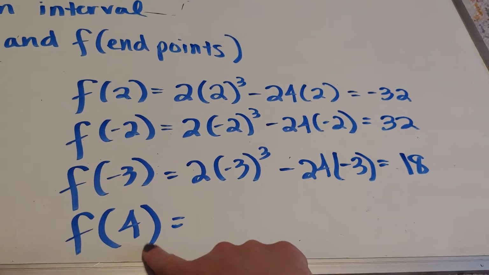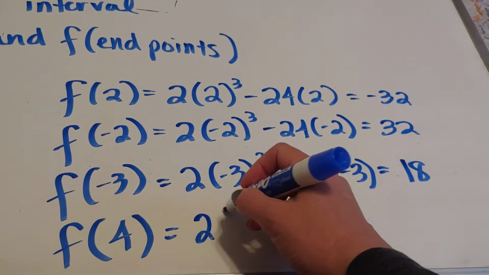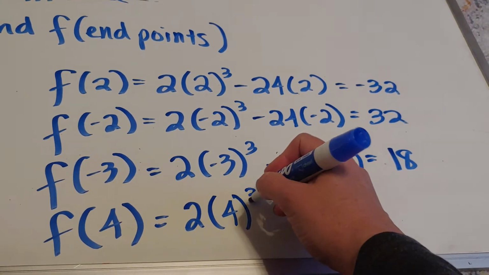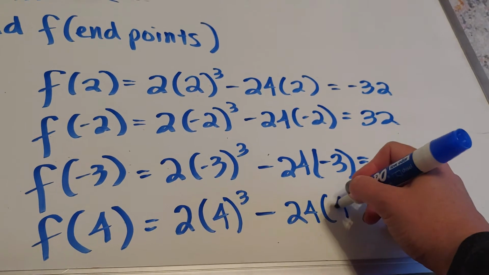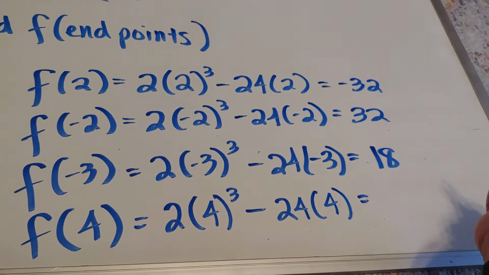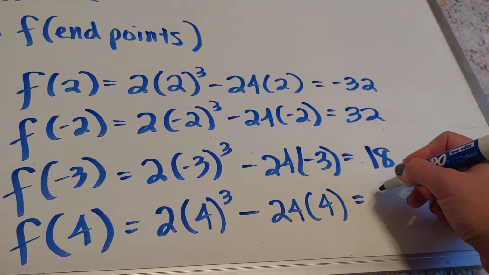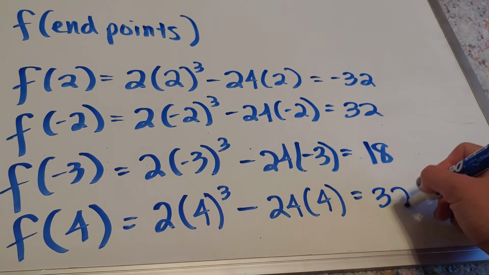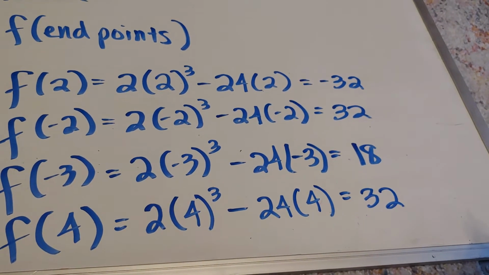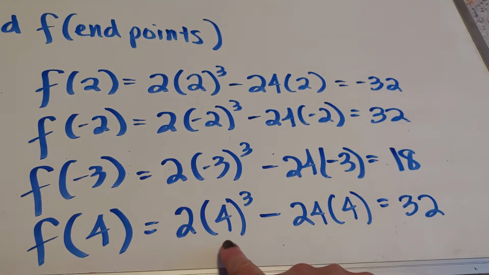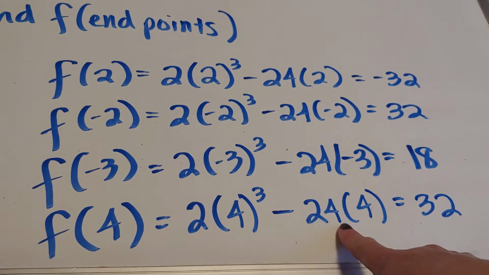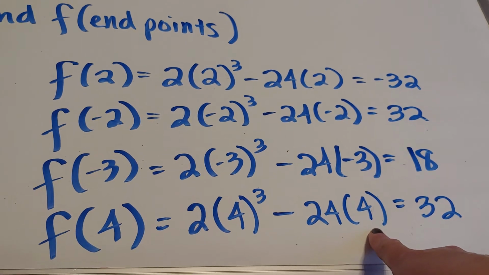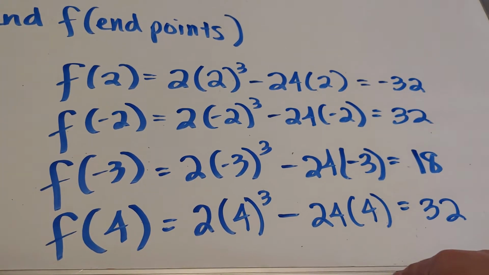Last but not least, when I plug in 4, I'm going to get 2 times 4 cubed minus 24 times 4. This one is going to end up being a positive 32. Let me just double check that. This will be 64 times 2 is 128. Over here, 24 times 4 is a negative 96. So yes, it'll be a positive 32.